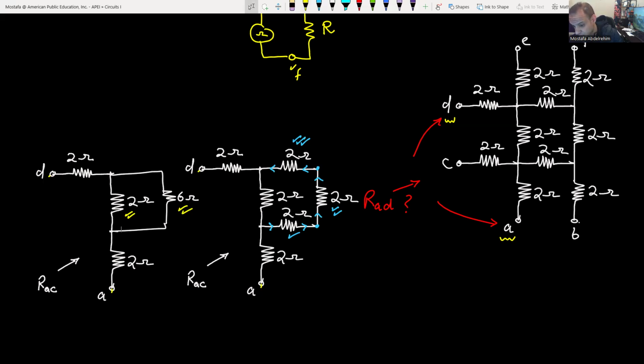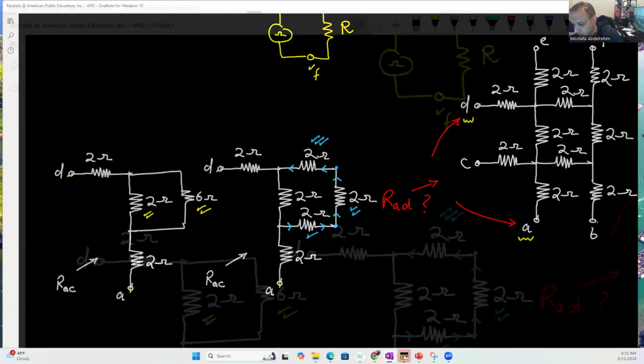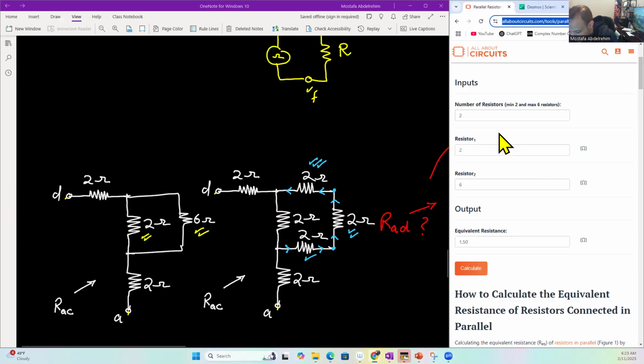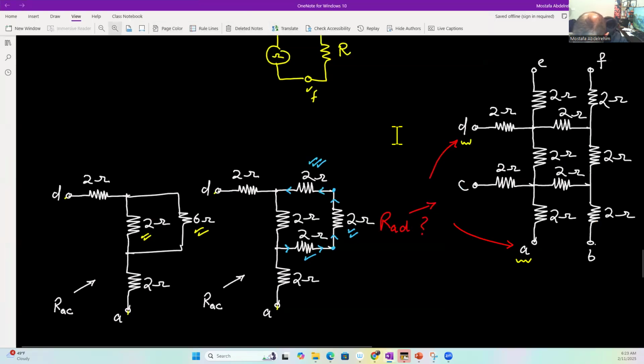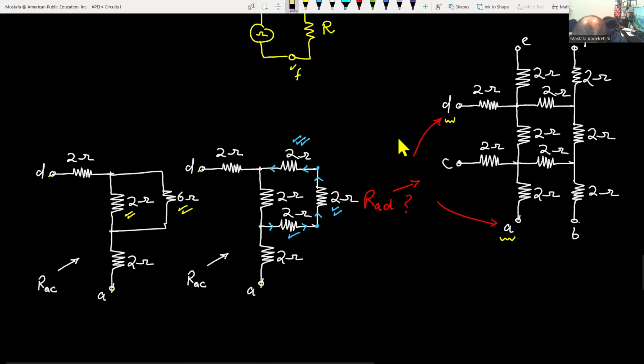So we're gonna use this website that I taught you before. Let me bring it here. So we have here the website. You define here the number of resistors, you define the first value, define the second value, click calculate. So the equivalent resistance, parallel resistance, is 1.5 ohms. So what I'm gonna do, I'm gonna just continue in here. I will just remove this. There is no space. So this will be 1.5 ohms.